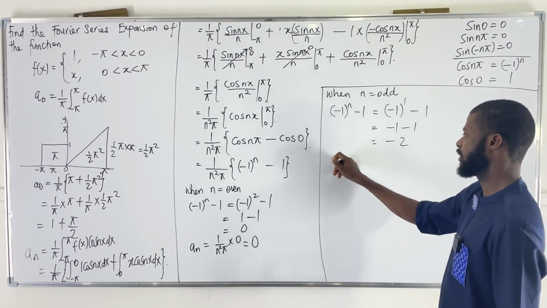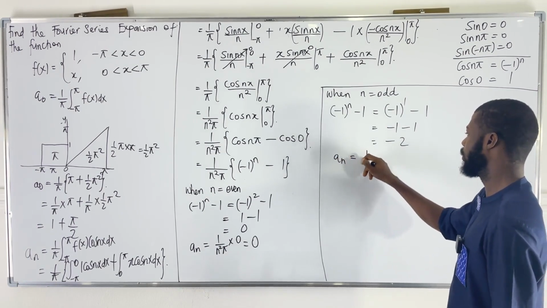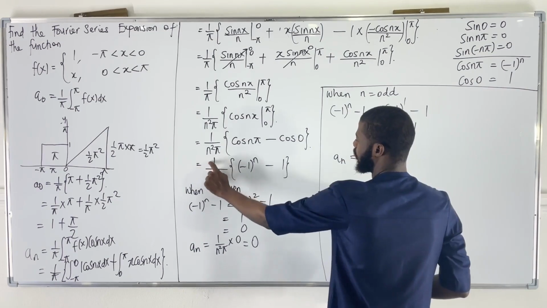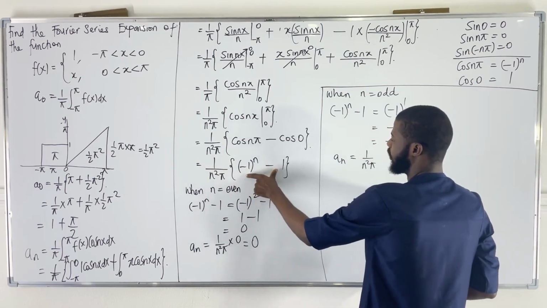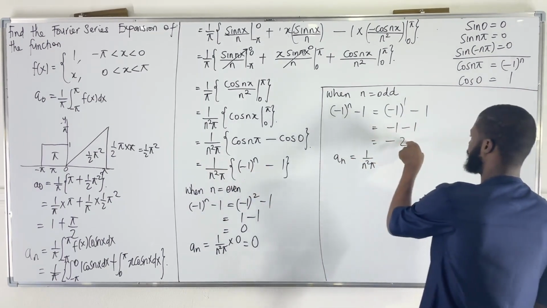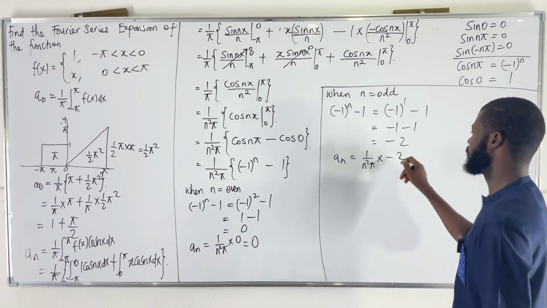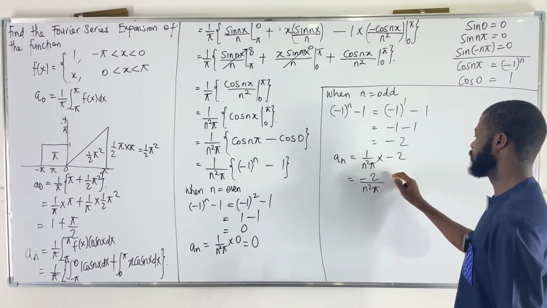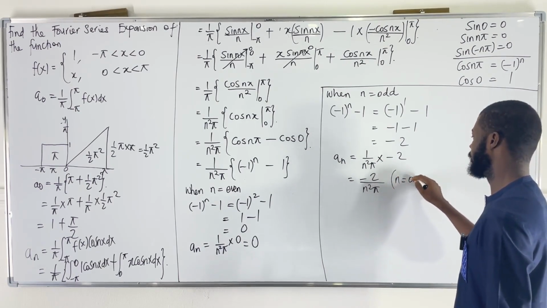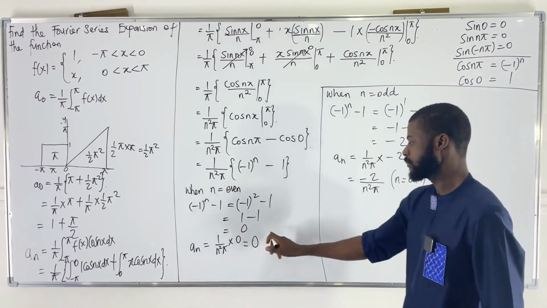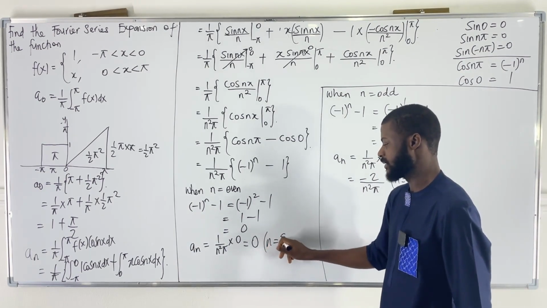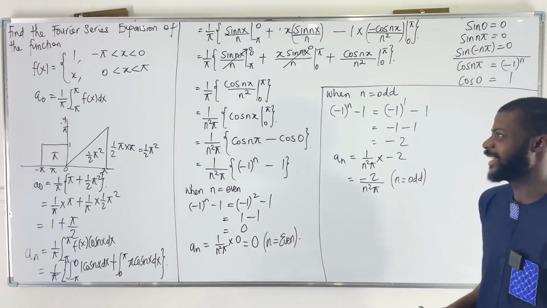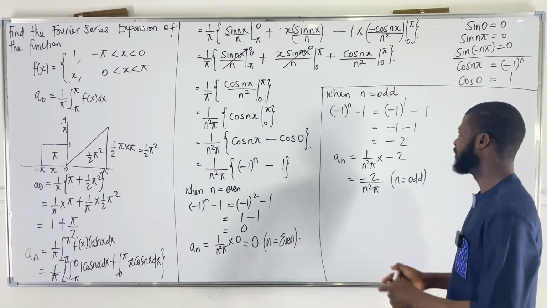So this means that your a sub n would then become 1 over n squared pi, and then these brackets. But when n is odd, this bracket is equal to minus 2. So times minus 2, this will be minus 2 over n squared pi. So this is when n is odd, and this is when n is even. Life is kind of better if you actually know this.